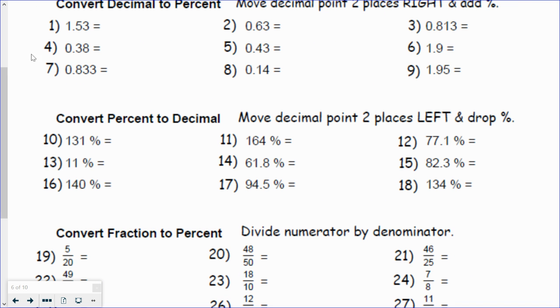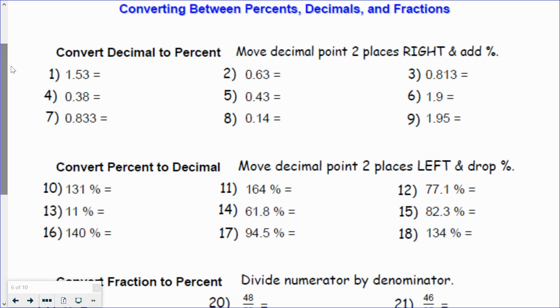The first half is the super easiest part. All right, so let's look at the first section, this little column here. All you're doing is moving to the right twice. Move your decimal over. It's 153, and then put a percent. Move your decimal over twice. It's 38%. So that's why there are so many problems, because a lot of these do not take that much work.